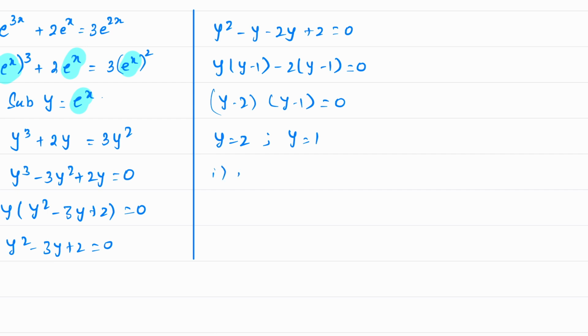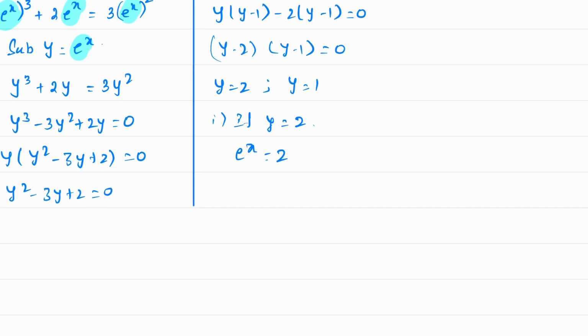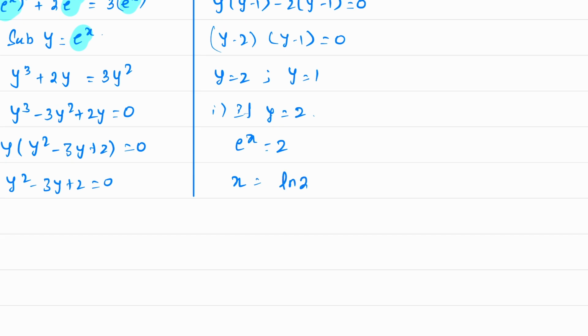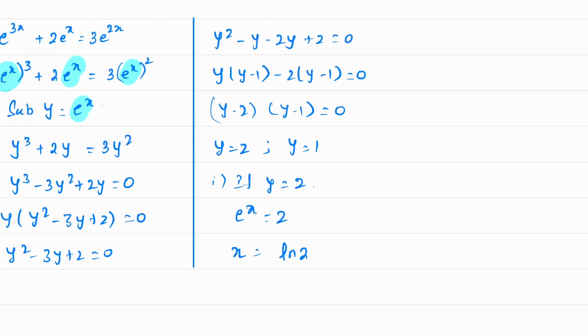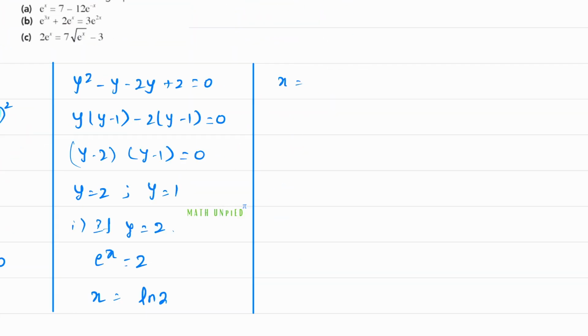If y equals 2, e power x equals 2, and if you convert this into log form, x equals, now e will go to the base, so I'm going to write it directly as natural log of 2. And what will be the answer for this? x equals natural log of 2, therefore x equals 0.693.